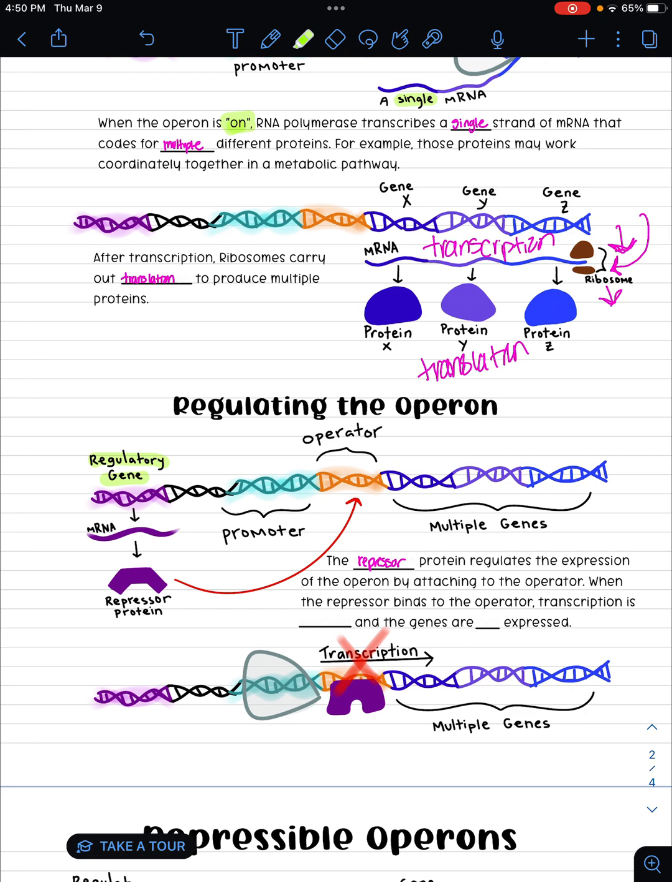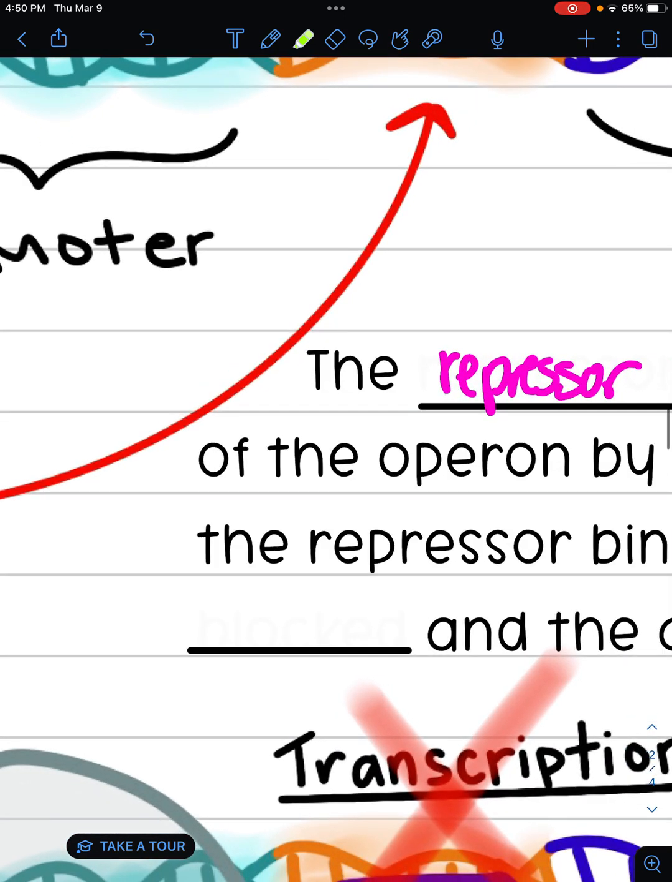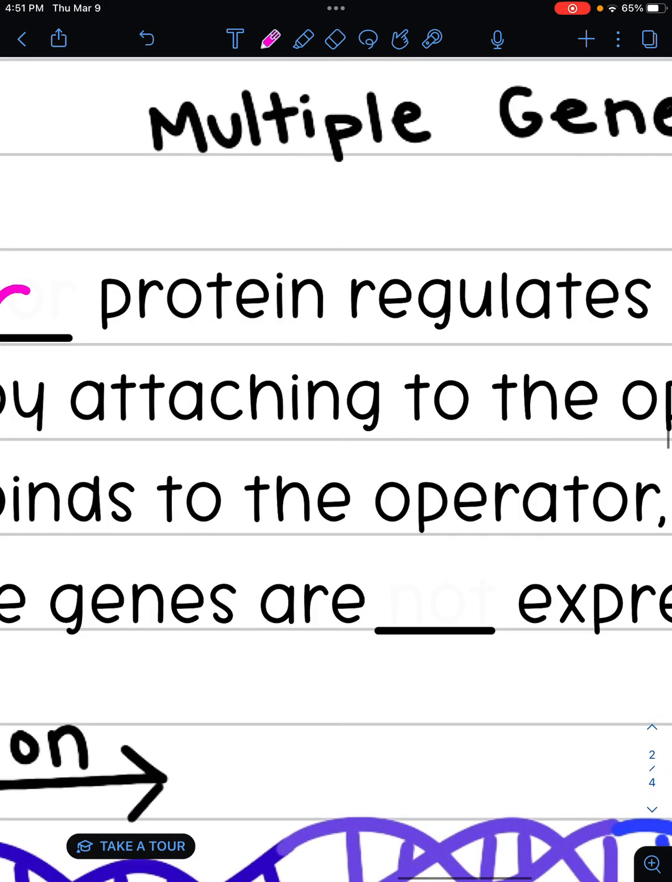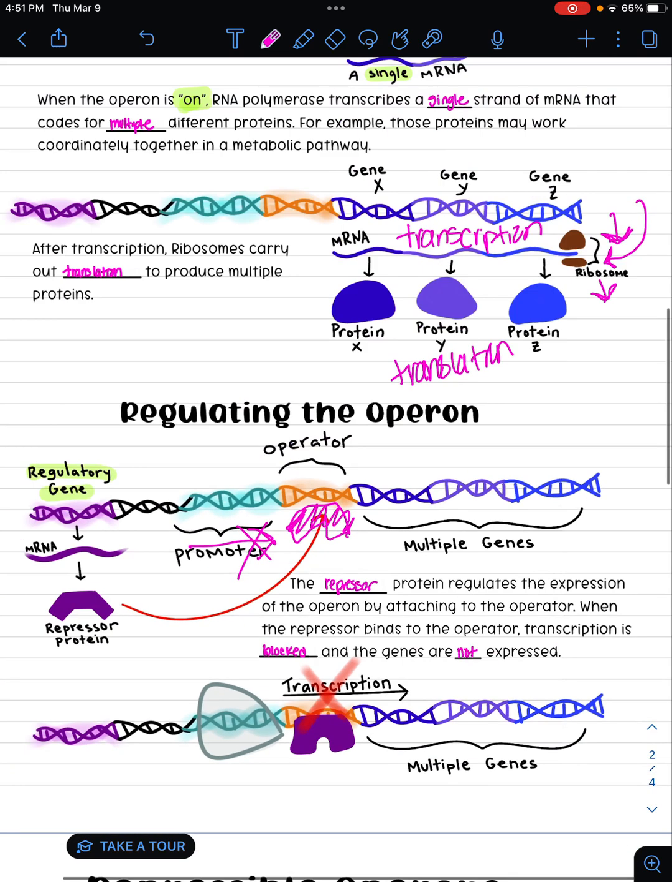Yes. All right, so when the repressor binds to the operator, which is that red arrow, transcription is blank and genes are blank expressed. Okay, so transcription is blocked. And we're going to see how that happens in a minute. If this repressor protein comes right up here and blocks the RNA polymerase from coming, it's not going to let it happen, right? So these multiple genes are not going to be expressed. They're not expressed because the polymerase can't get to them to read them.